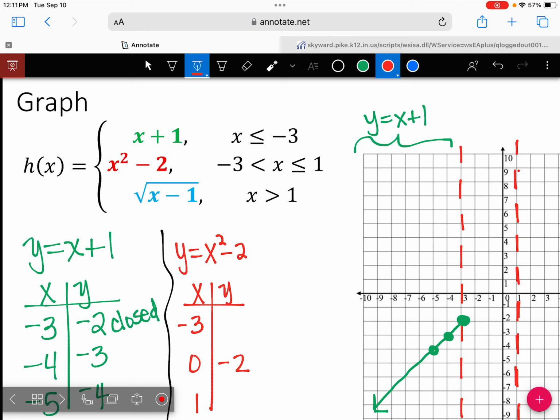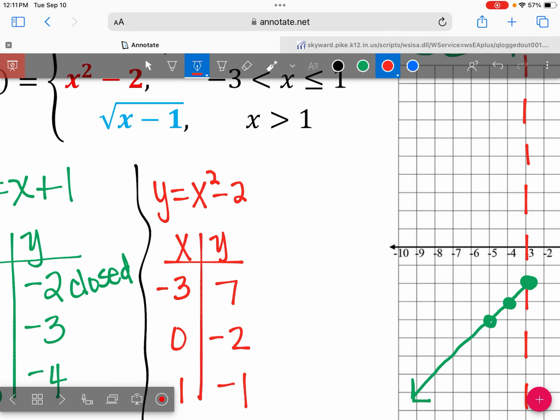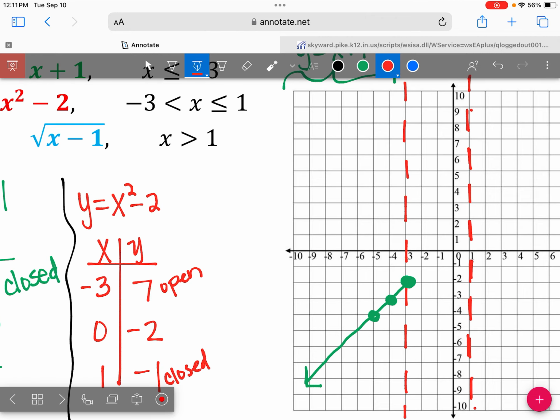Now go ahead and figure out, well, I gotta quit saying calculators. You don't need a calculator for this. So 3 squared is 9, and 9 minus 2 is 7. 1 squared is 1, and 1 minus 2 is -1. So when we look at this inequality, we're gonna start off open because the -3 is not included, but the +1 is included. So this is closed.